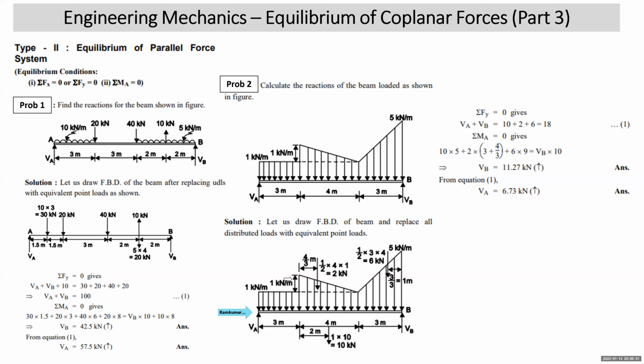So you will see that 10 kilonewton will try to rotate the beam in clockwise direction, so the moment is clockwise. 2 will try to rotate this beam in clockwise direction, so the moment is clockwise. 6 will try to rotate it clockwise, the moment is clockwise. Whereas VB will try to rotate this beam in anti-clockwise direction, the moment is anti-clockwise.